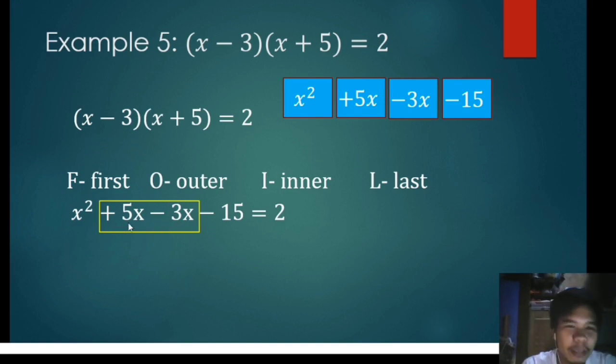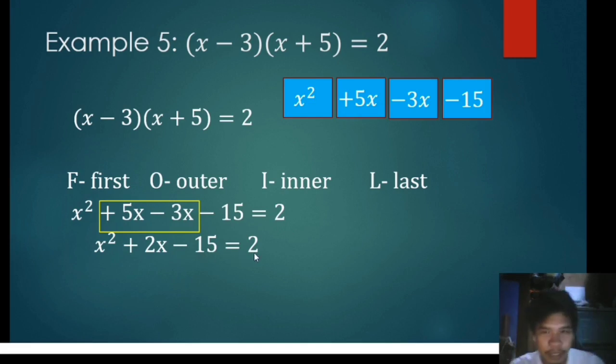So combining them, we have 5x minus 3x. All you have to do is copy the quadratic term, x squared, and then combine 5x and 3x. 5x minus 3x is positive 2x. That is just 5 minus 3, and then you copy the common variable. After that, you copy the third term, minus 15 equal to 2.